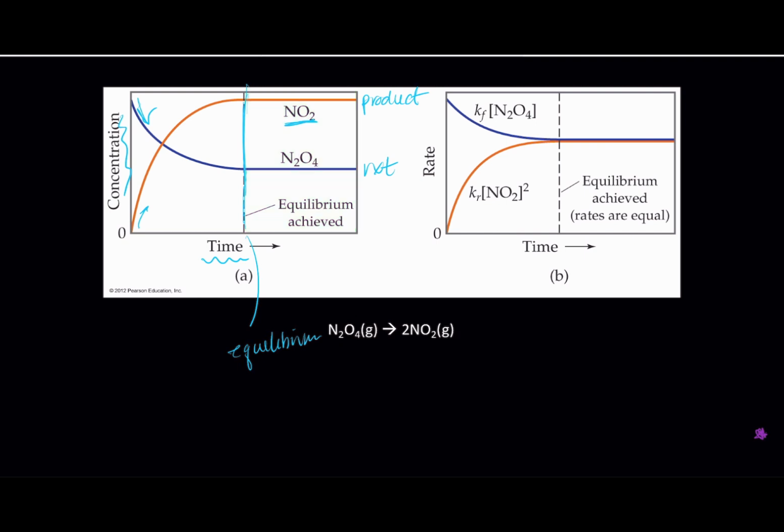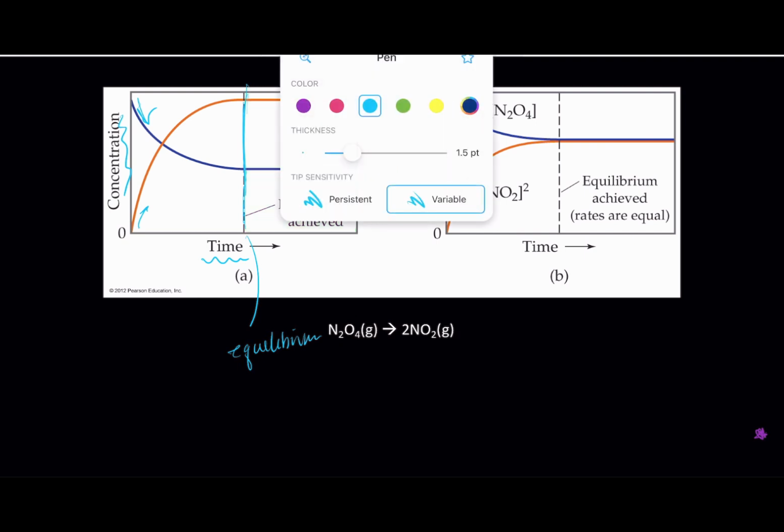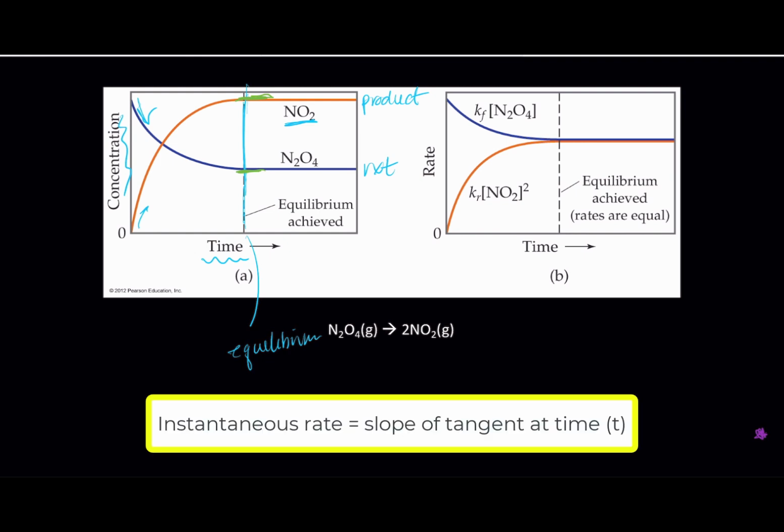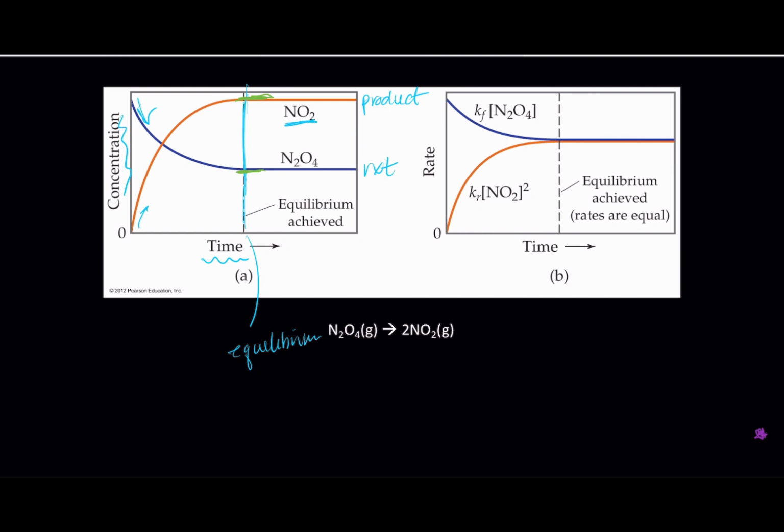If we think back to the previous unit, we talked about instantaneous rates. How do we find an instantaneous rate? The slope of the tangent line at time t. When we hit this part where it's a plateau, the slopes of the tangent lines for both NO2 and N2O4 are the same. Therefore, their rates are the same, which means that we have reached equilibrium, yes?